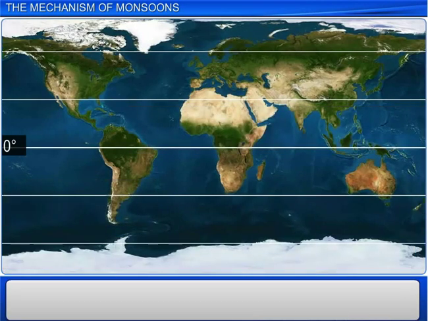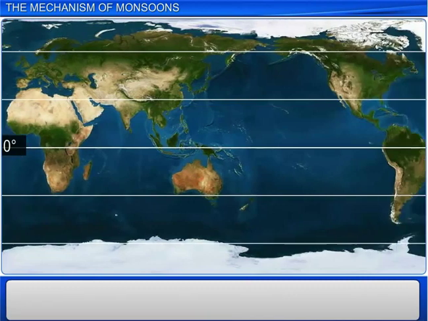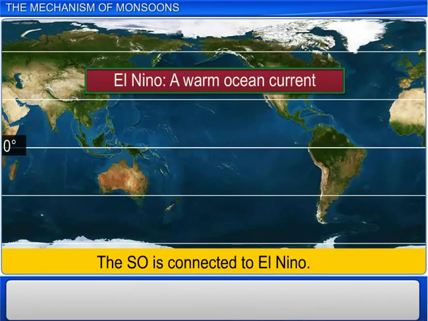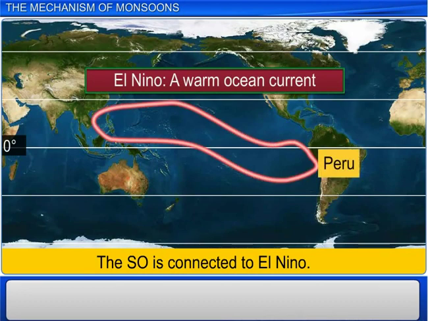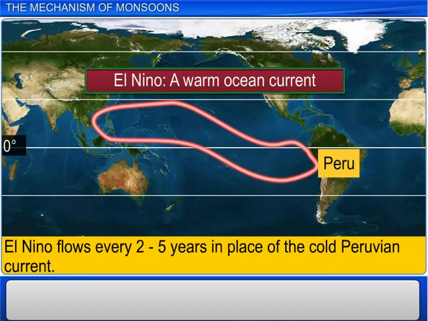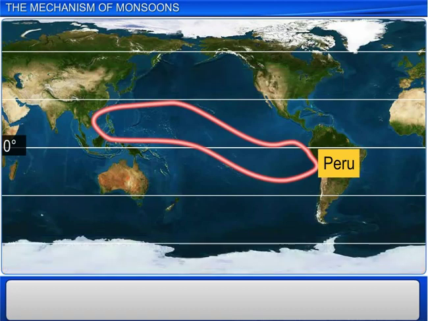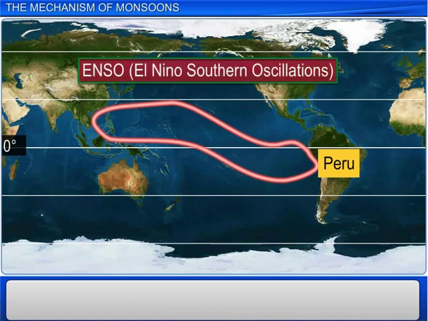The Southern Oscillation is connected to El Nino, which is a warm ocean current that flows past the Peruvian coast. It flows every 2 to 5 years in place of the cold Peruvian current. The phenomenon is therefore referred to as ENSO, El Niño Southern Oscillations.